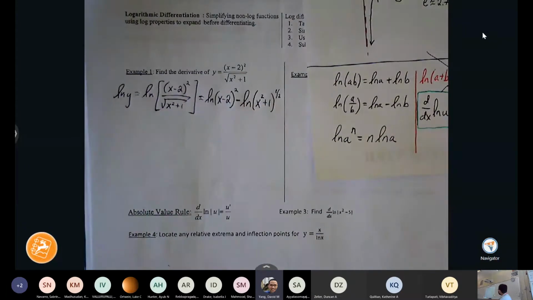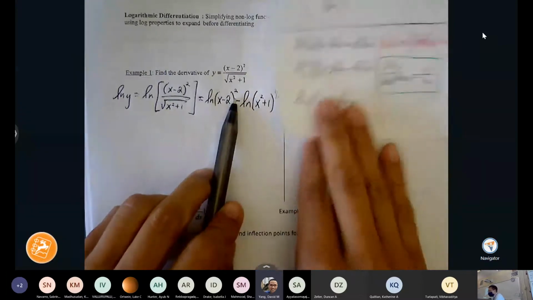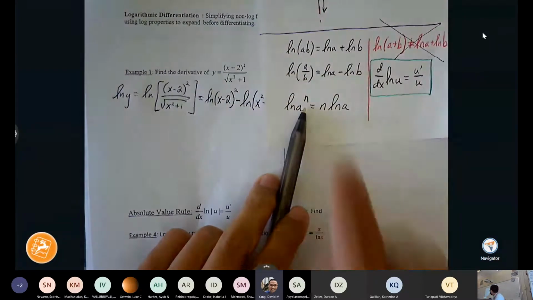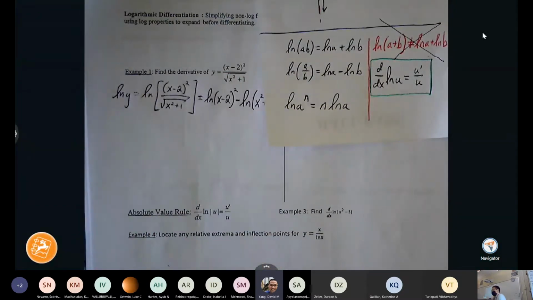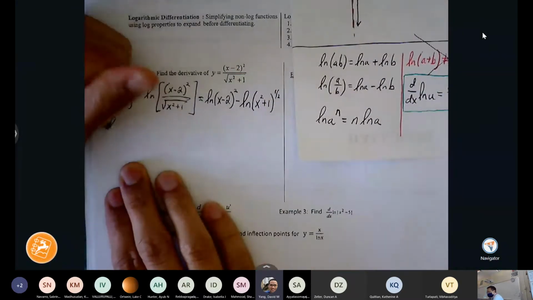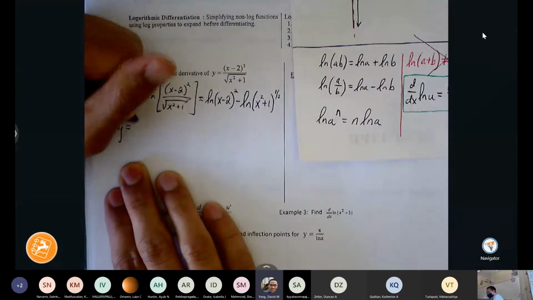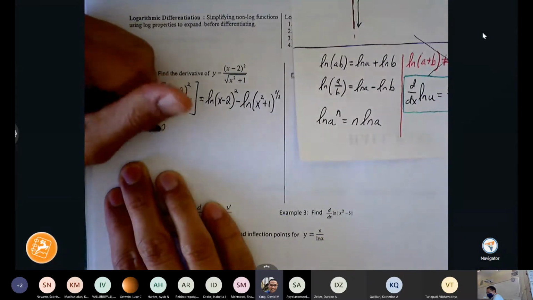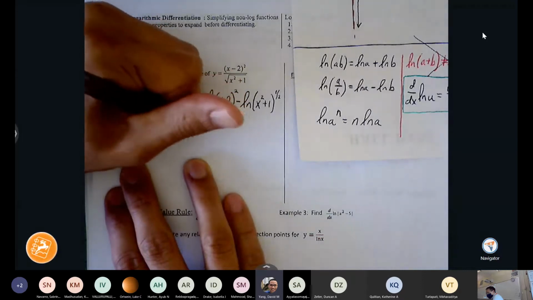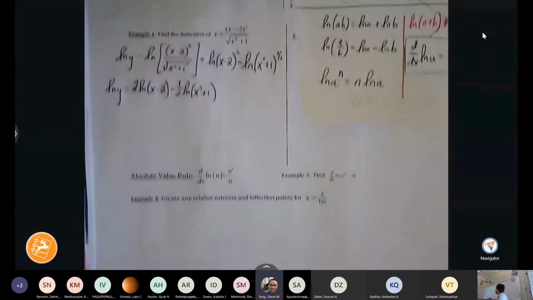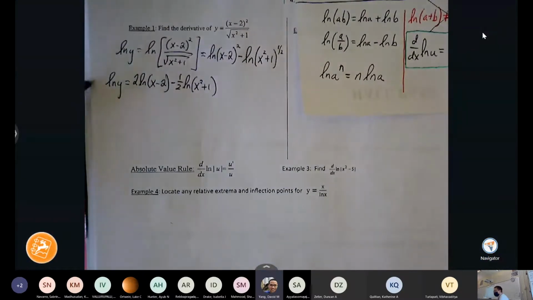Okay, but we can keep going, right? Do you see what else we can do to make this even easier to work with? The exponent. Yeah, let's bring those exponents down, right? This is not the derivative process. This is simply the power property. Bring that exponent down. Anytime we can bring an exponent down, it'll just make things easier from our derivative standpoint. Okay, questions so far?